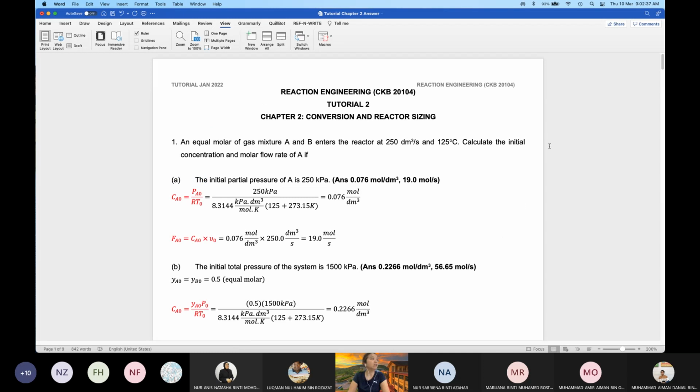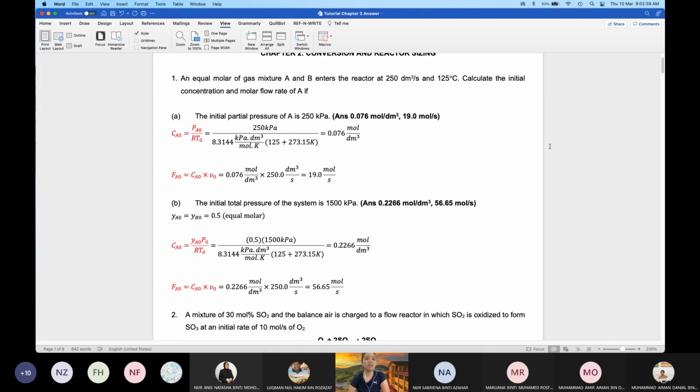So if you are looking for the question, it is already in the VLE as well as in the Teams folder, and in the questions I already included the final answer as well. So you can attempt it by yourself later on, and you still have the final answer for comparison to know whether you're doing it correctly or not.